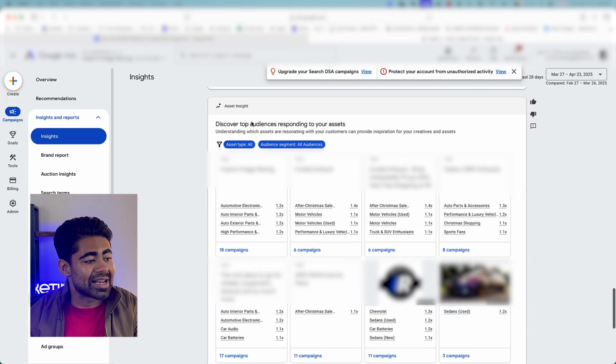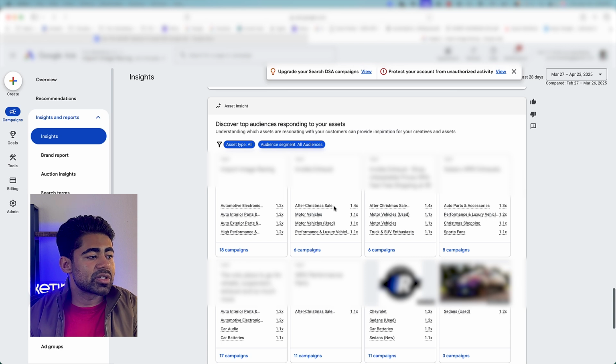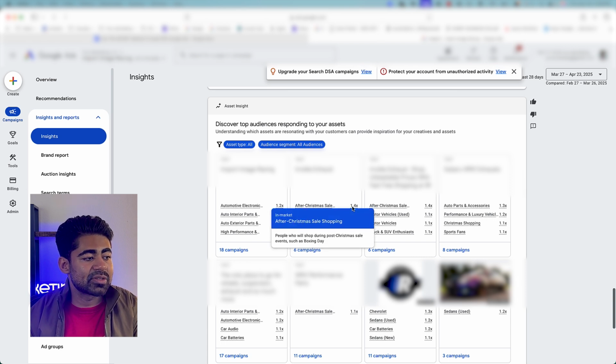If we continue scrolling down, we can get more asset insights. For instance, it tells us how the overall assets are performing, how much more a normal audience is interacting with your assets compared to the average. It says 1.2x more, this specific ad copy right here, this specific text, 1.4 times more demand, and so on and so forth. So those are all clearly important insights.